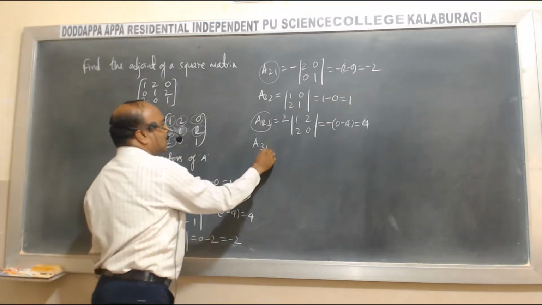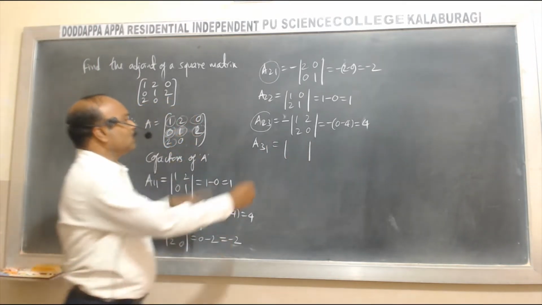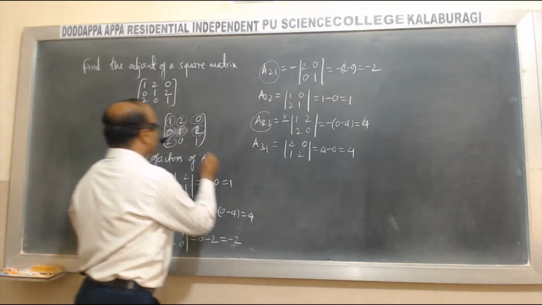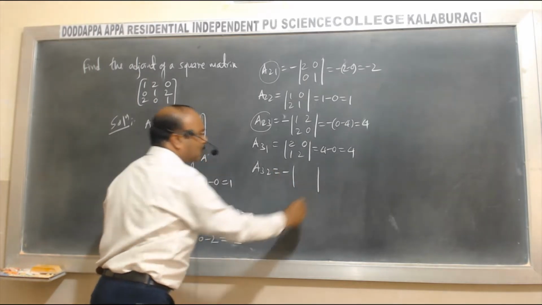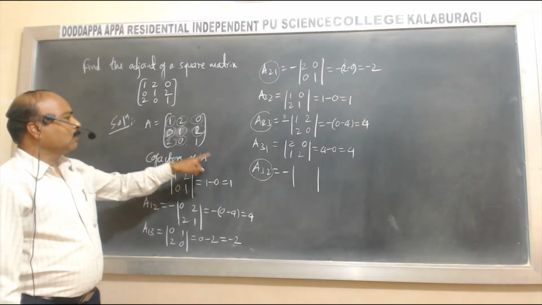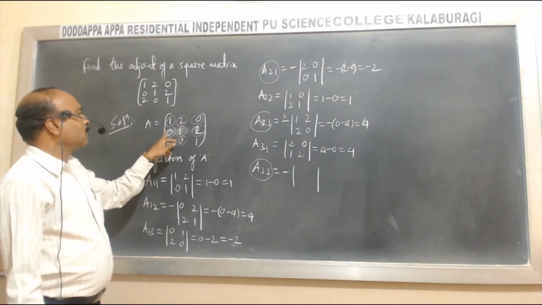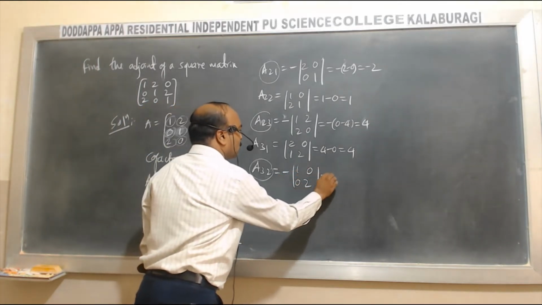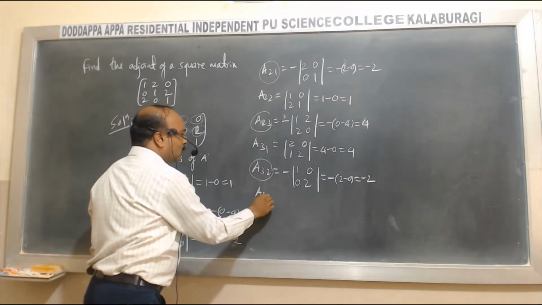Next, the cofactor of element 2, that is A31. It is the determinant obtained by deleting its row and column. We get 2 0, 1 2, so we get 4 minus 0, which is 4. Next, the cofactor of 0, that is A32. It is minus the determinant once again, because 3 plus 2 is odd, so minus 1 power 5 equals minus 1. Deleting its row and column, we get 1 0, 0 2. So the answer is minus of 2 minus 0, which is minus 2.